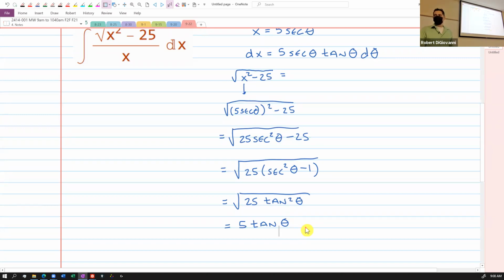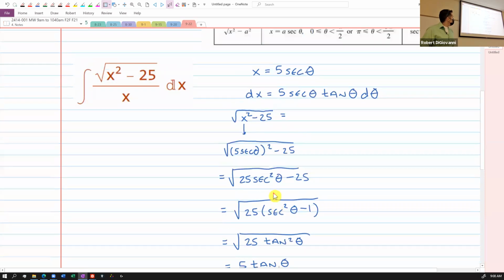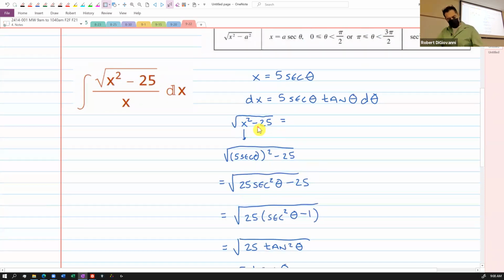Sure? Yeah, I think I need to practice it like 3 or 4 times. Okay. Yeah, you want to get to the point where you've done it so many times, you kind of know what each one of these turns into. But if during the test you blank out, just plug in and simplify. Okay, so this square root of x squared minus 25 turns into 5 tan theta.